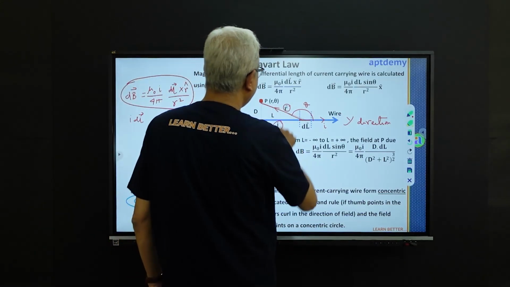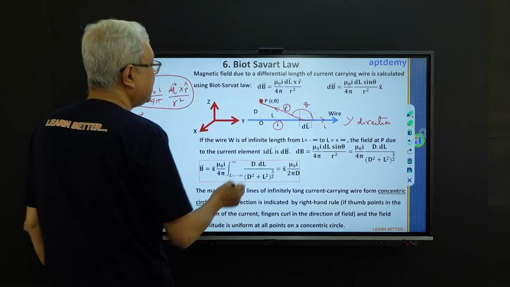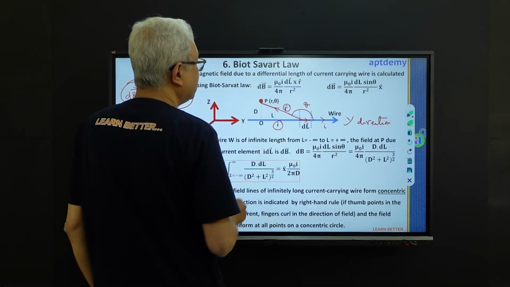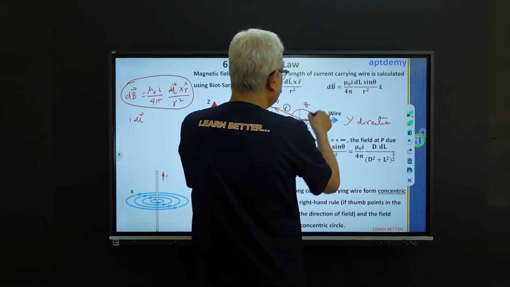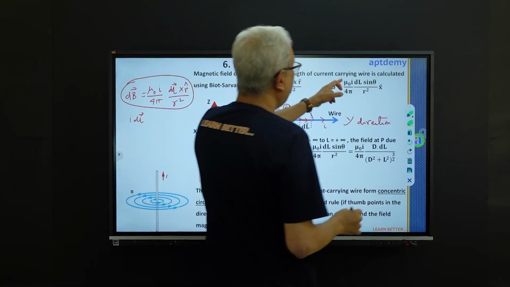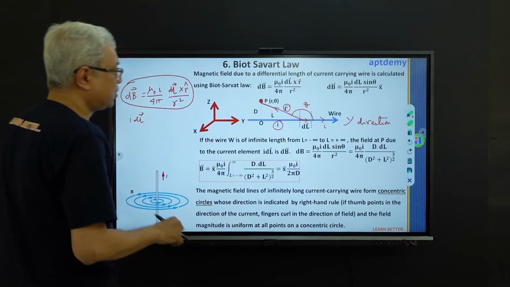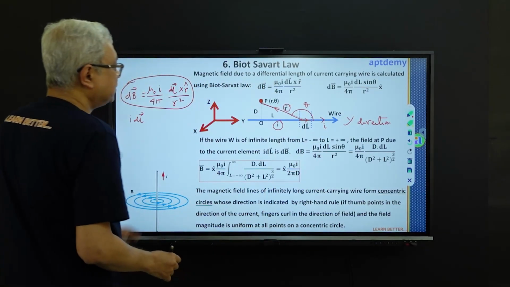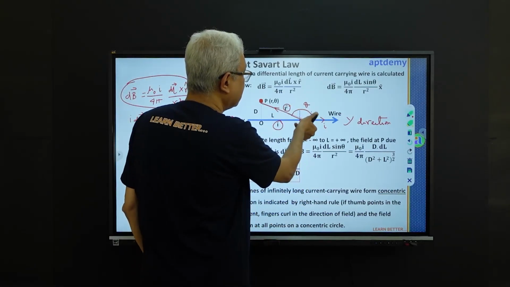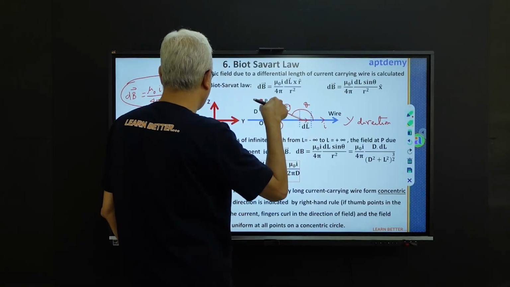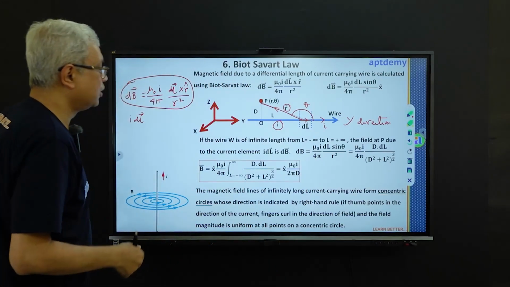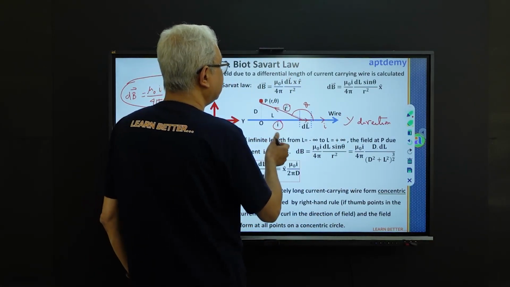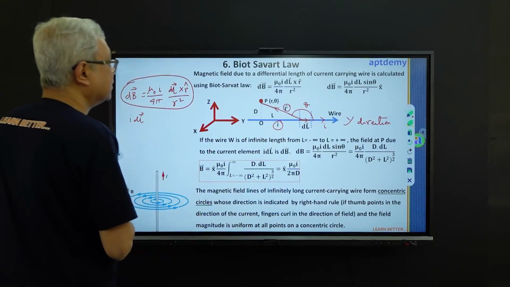Okay, and dl cross R: this is the R vector, this is the dl vector. So we can write mu 0 I by 4 pi, dl cross R by R square. So it is mu 0 I dl by 4 pi. The angle between dl vector and R vector is theta. So mu 0 I by 4 pi, dl sin theta by R square. And in this case, what is the direction of the magnetic field? See, this is the R vector, dl is this direction, R is this direction, so dl cross R is a vector pointing into the white board, so it is negative. It is actually dl cross R will be in the direction of the X axis basically, okay.